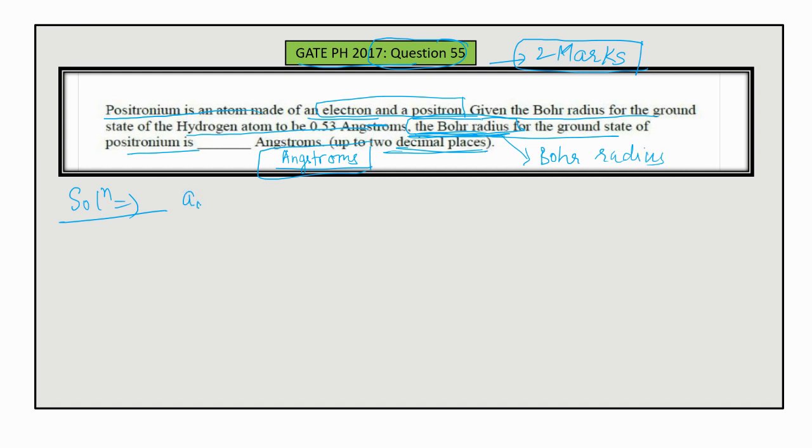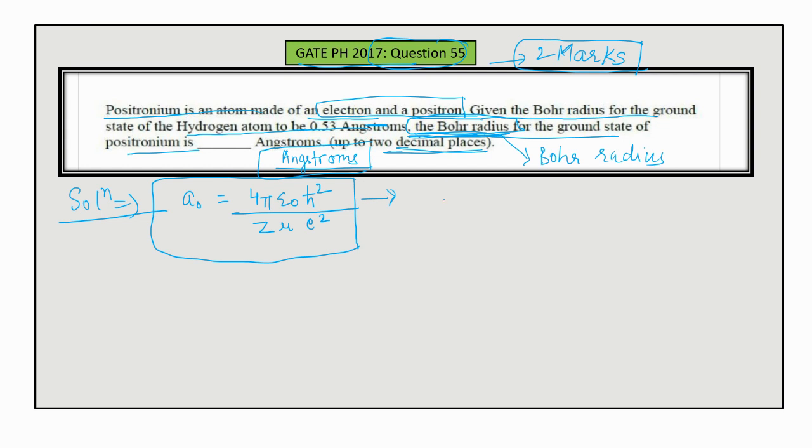The formula for Bohr radius is 4 pi epsilon naught h cross square upon Z mu e square. This is the general formula for Bohr radius, which we generally derive in atomic and molecular physics. In fact, atomic and molecular physics starts with studying the hydrogen atom and its spectra. So this is the general formula for Bohr radius.